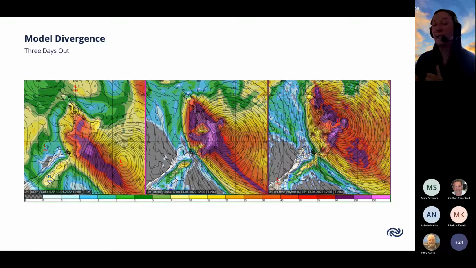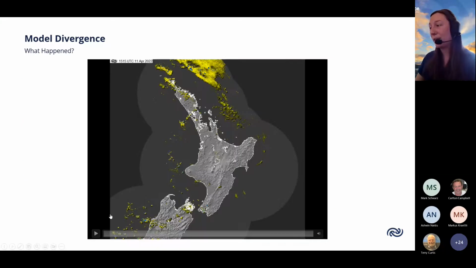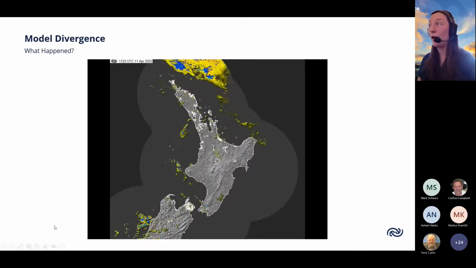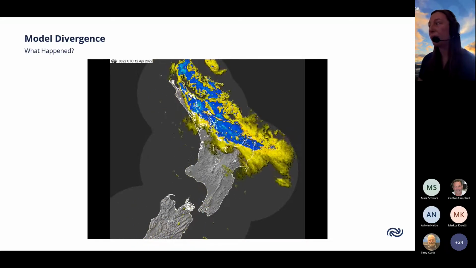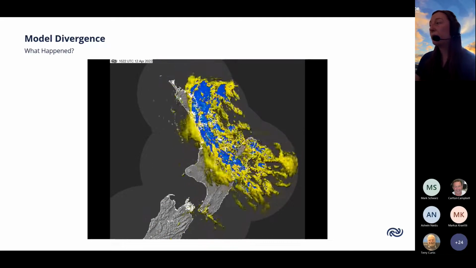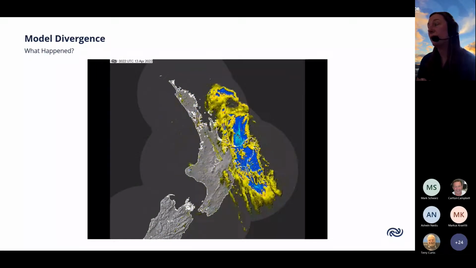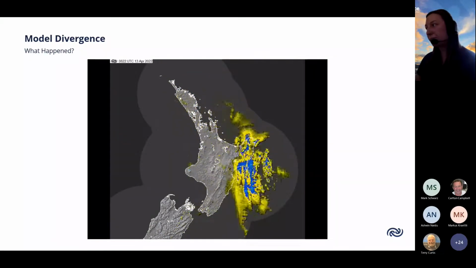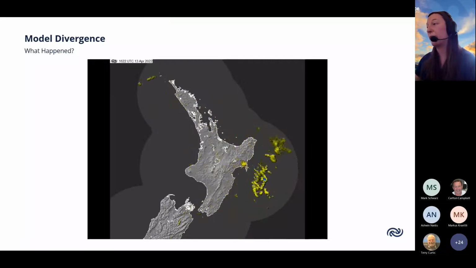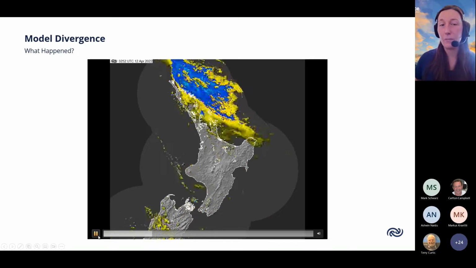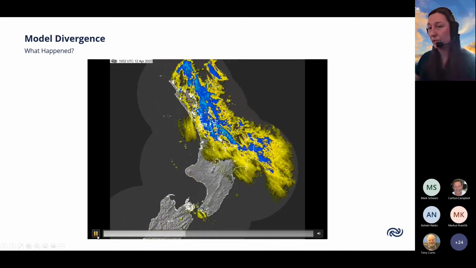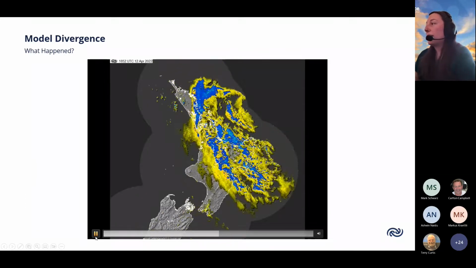So seeing this is quite scary, but what happened ended up being not a whole lot. So this is the radar through the day. A lot of this precipitation we're seeing in the radar is quite light. So the deterministic models really didn't have a proper grasp on what Hilly was expected to do as it headed towards the country.